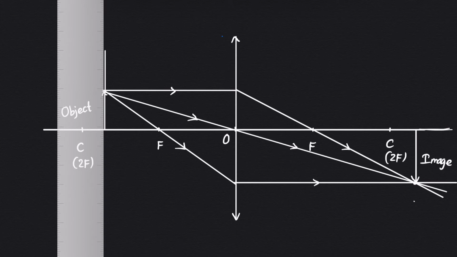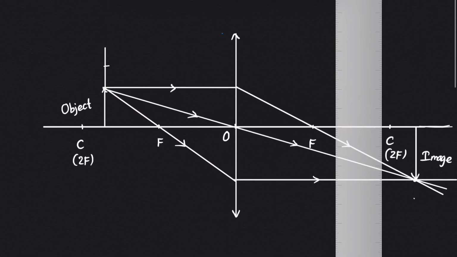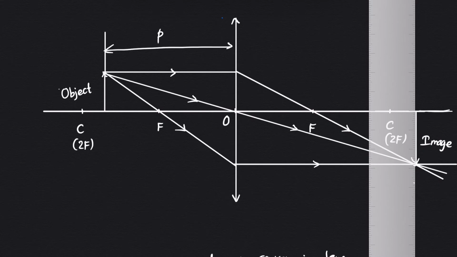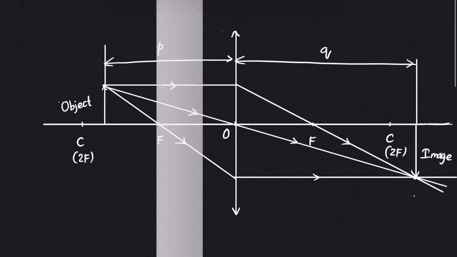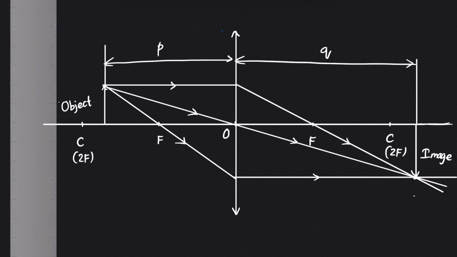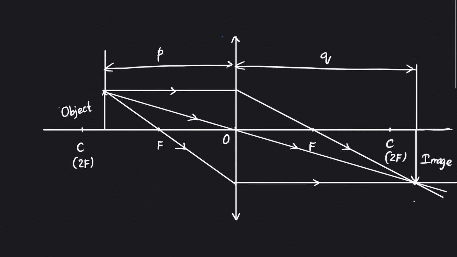So this length between the lens center and the object is P, and this length between the lens and the image is Q. Right? So this is the way we draw a lens diagram. So once you understand how to draw the lens diagram, it becomes much easier.